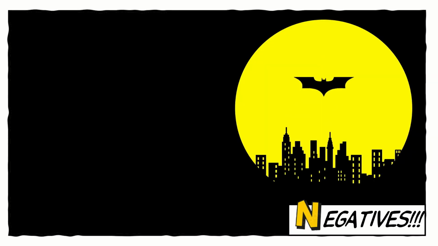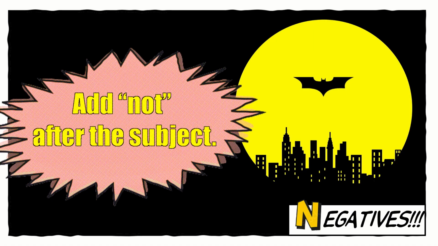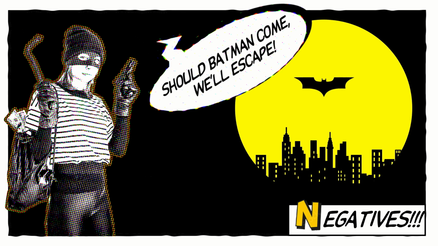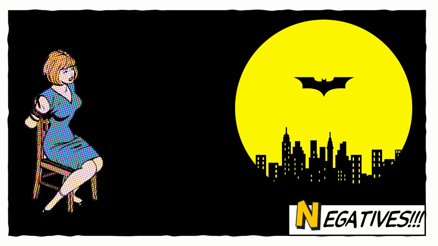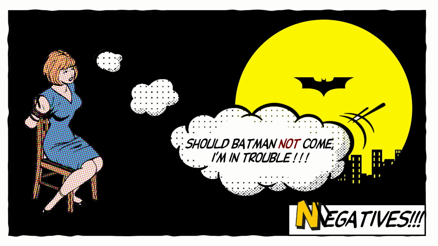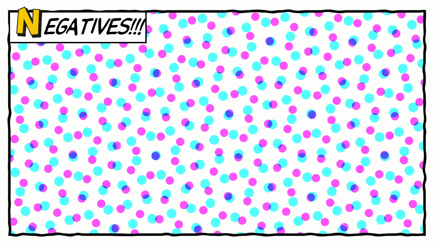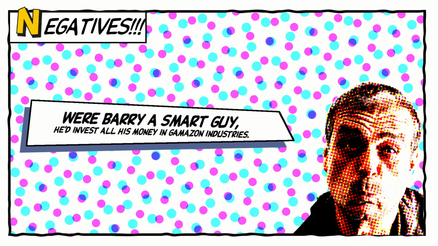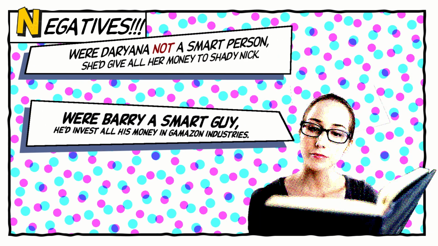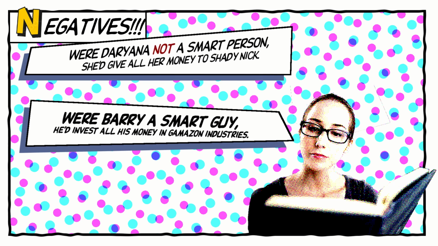Finally, let's take a look at how to make these negative. There's one simple rule here, and if you're German, you're going to love this, because that rule is simply add not after the subject. That's it. So, for the first conditional, should Batman come, we'll escape, becomes, should Batman not come, I'm in big trouble. Here it is in the second conditional. Were Barry a smart guy, he'd invest all his money in Gamazon Industries. Were Dariana not a smart person, she'd give all her money to Shady Nick.